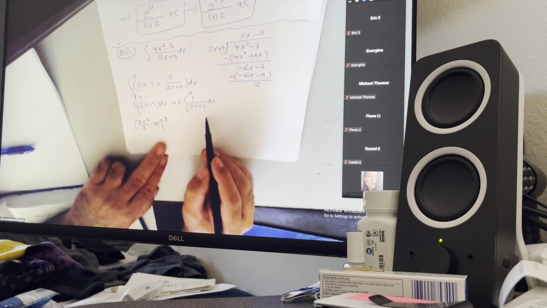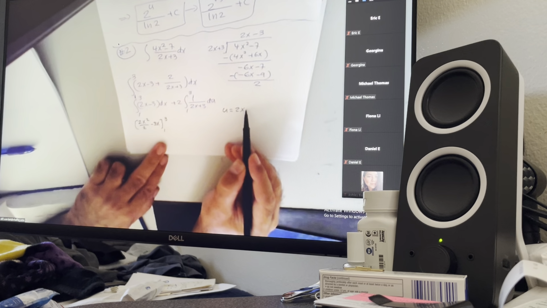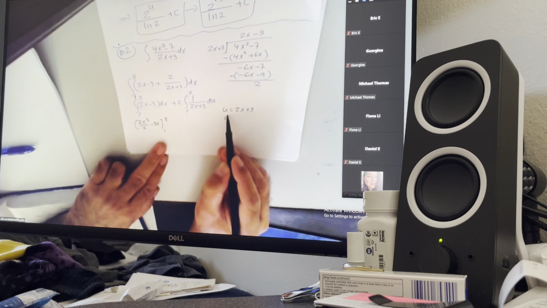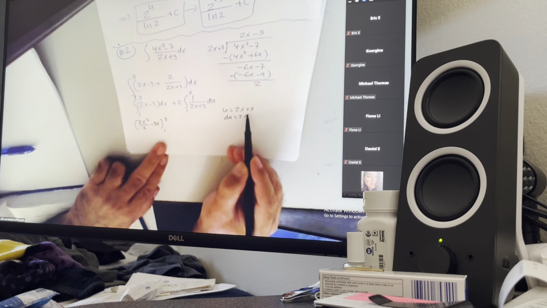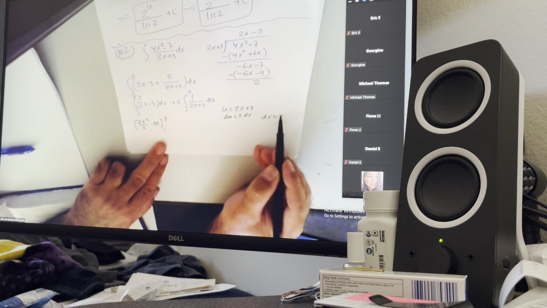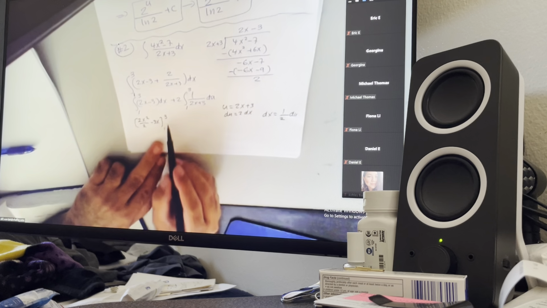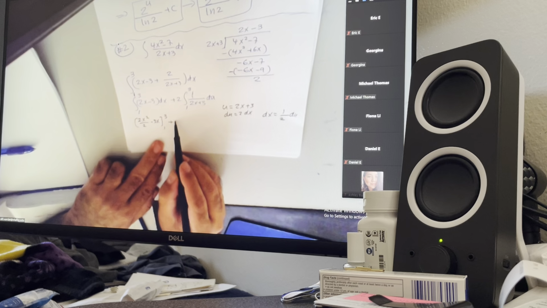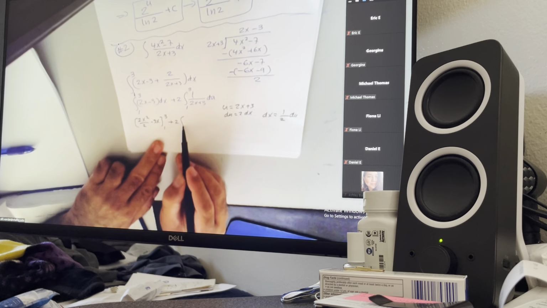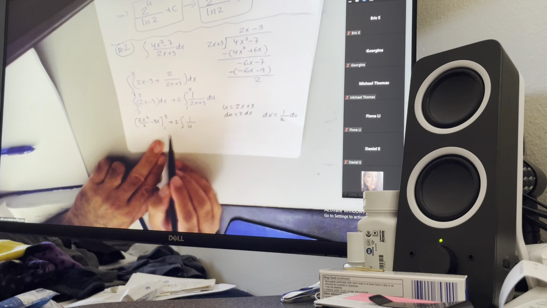So for this one, I would use substitution. So u is 2x plus 3, du is 2 times dx, and dx equals 1 over 2 du. So the plus 2 is outside, and this would be 1 over u.